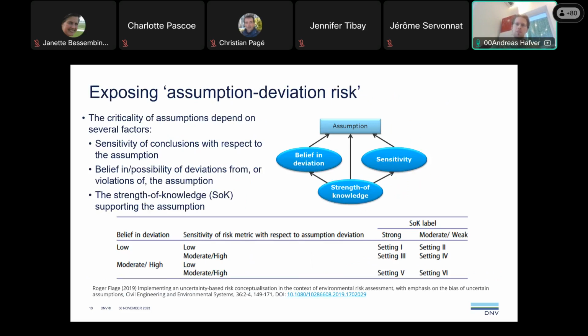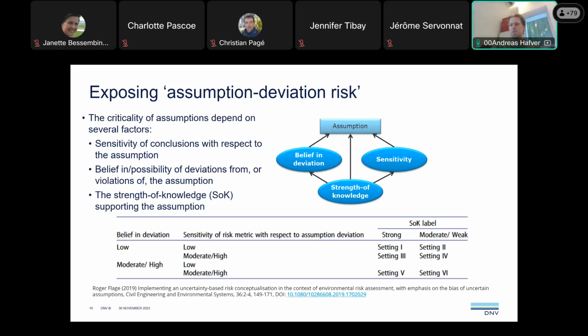One way to expose such assumptions is through a method called assumption deviation risk method, basically assessing three aspects of these risk metrics. So how sensitive is your conclusion of the risk metric with respect to the assumptions? What is your belief in or the possibility of deviation from or violations of those assumptions? And what is the strength of knowledge supporting the assumptions? And then you can come up with different settings from critical to not critical. And if it's not critical, basically means, okay, you can just use these assumptions and your metric is representative. It doesn't really critically depend on these assumptions.